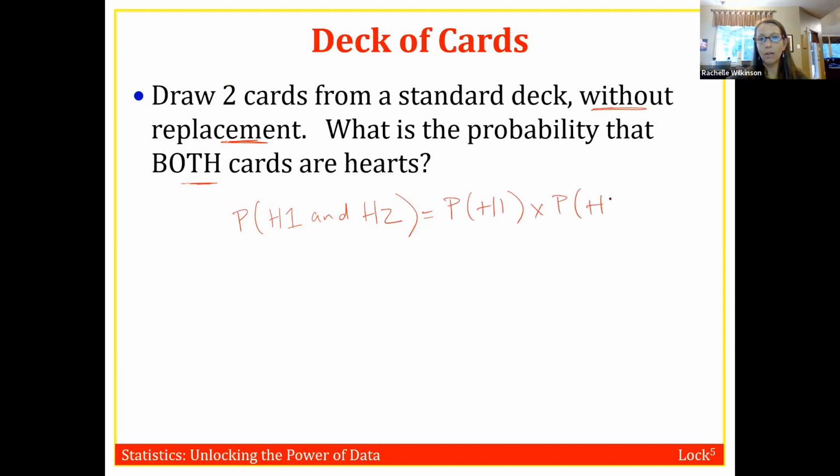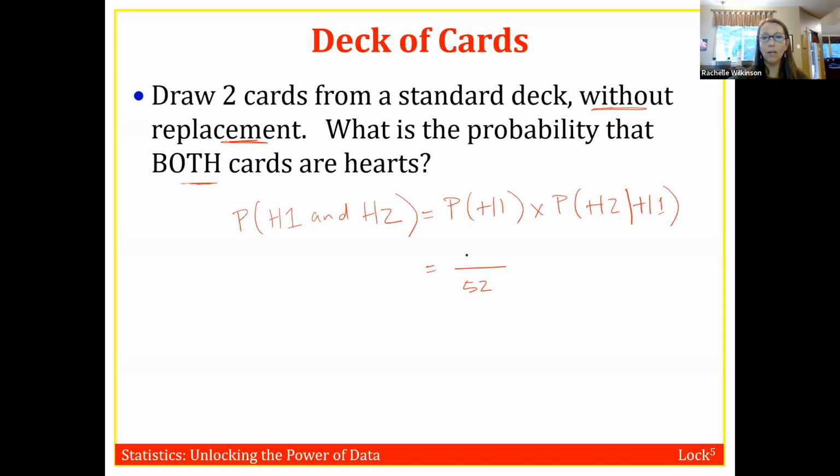So looking at this, we're going to take the probability of a heart the first time times the probability of a heart on the second draw, given that we got a heart on the first draw. So let's look at how we're going to calculate those. So let's start with a heart on the first draw. So on the first draw, there's 52 total cards in the deck. All the cards are there. And hearts, there's going to be 13 hearts because there's 13 of each of the 4 suits that are in a standard deck.